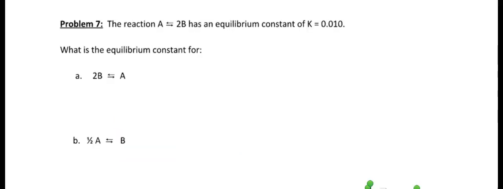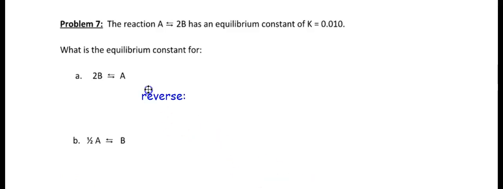All right, so the reaction A yields 2B has an equilibrium constant of K equals 0.010. Before we do anything, is this A in equilibrium with 2B going to favor my products or my reactants? Think about it, what do you get? I definitely said your reactants, and I hope that's right. And so look at letter A. Again, it's the reverse.